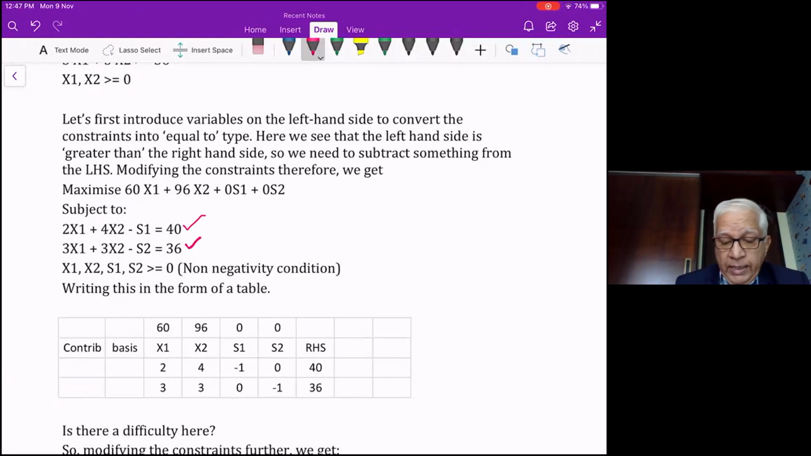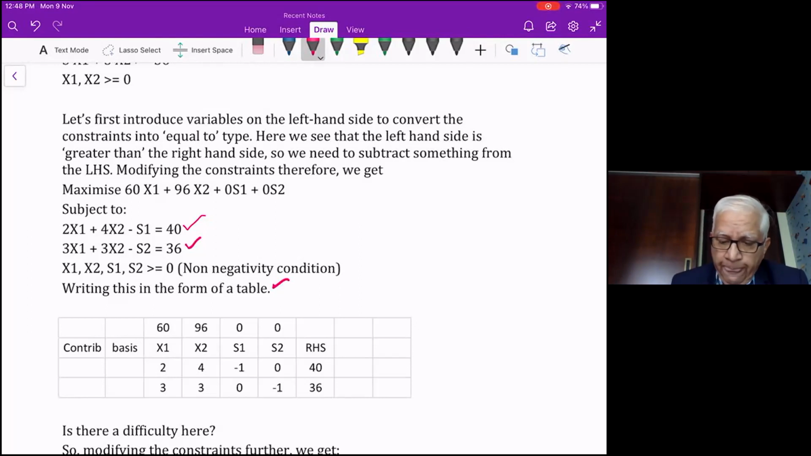Okay, fine. Now this information, as usual, we'll write it in the form of a table. And what about the non-negativity condition? The non-negativity condition also applies to s1 and s2. Just as it applies to x1 and x2, it also applies to s1 and s2. So I'll write x1, x2, s1, s2 are all non-negative. That means they are positive. Now this information is written in a table form. What is the table form? 4 columns for 4 variables, x1, x2, s1, s2. RHS on the right hand side, and contribution and basis are the 2 columns on the left hand side.